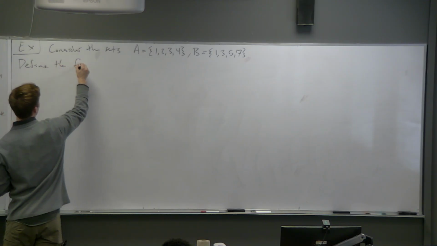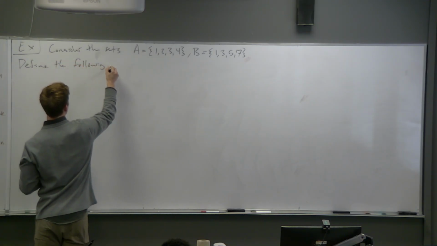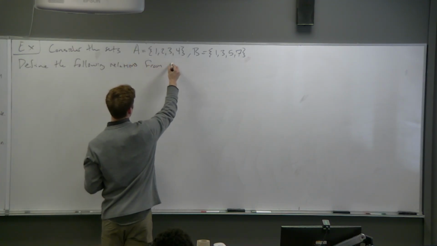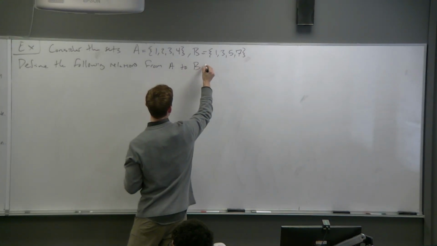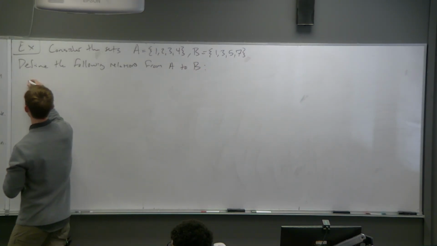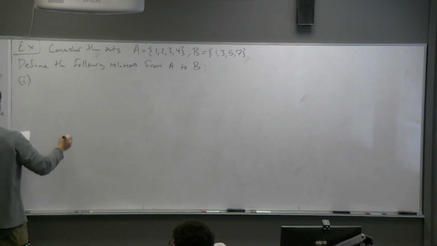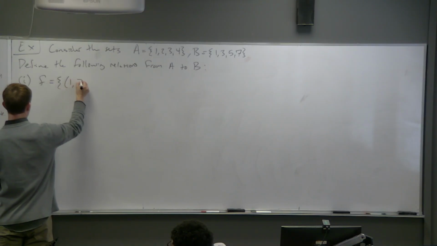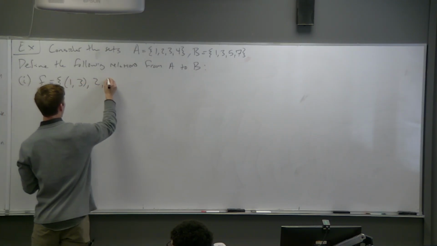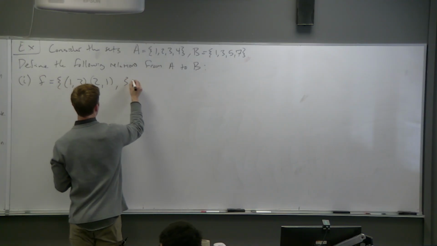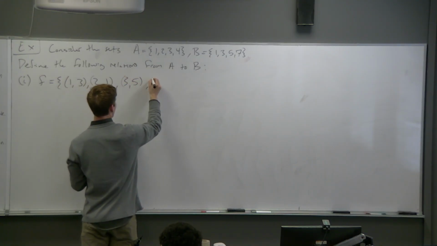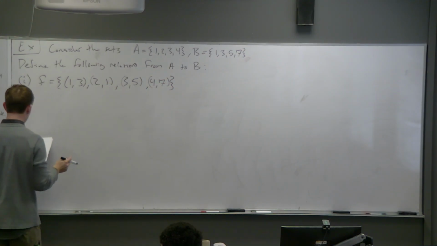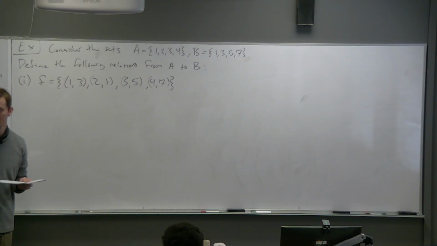Define the following relations from A to B. Okay, let's make a few of them. I'm going to ask you whether these are functions. So let's have f be (1, 3), (2, 1), (3, 5), and (4, 7). Is this a function?